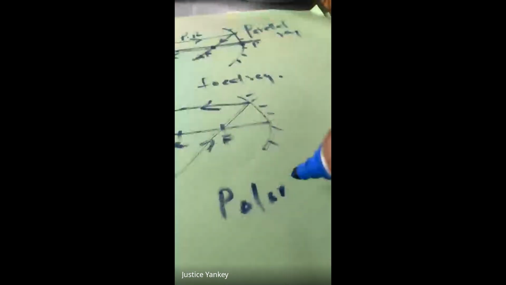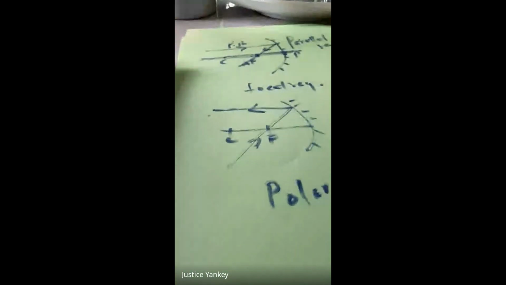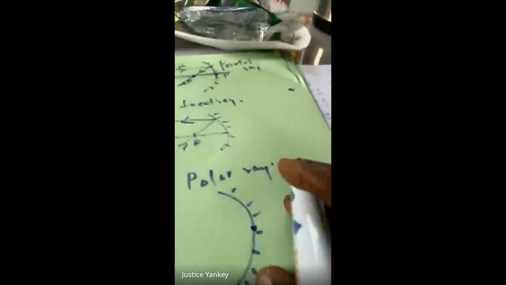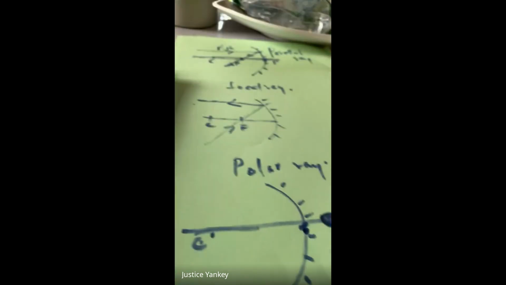The next ray that we will need in constructing the image is called the polar ray. That is a ray that is incident at the pole of the concave mirror or a mirror. So I'm showing that one too here. So here is the pole, and here is C, and this is the principal axis.